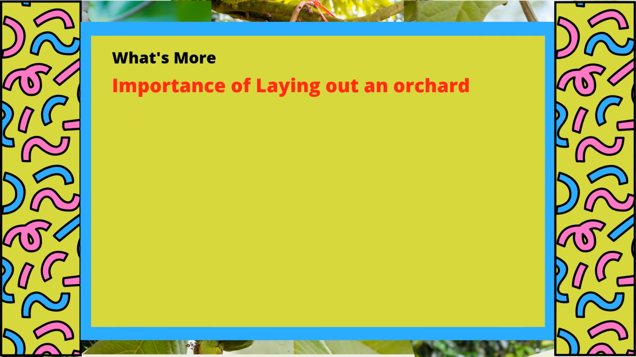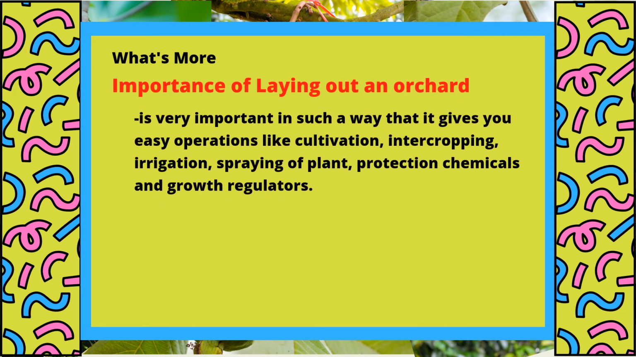Now class, the importance of laying out an orchard is really very important in such a way that it gives you easy operations like cultivation, intercropping, irrigation, spraying of plant protection chemicals, and growth regulators.